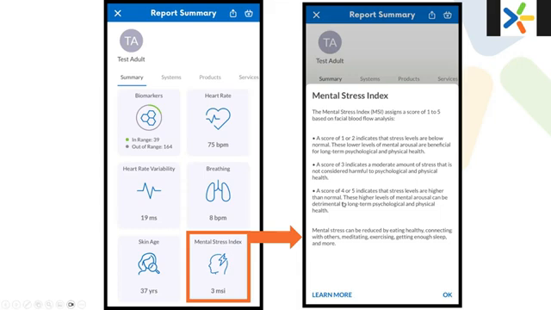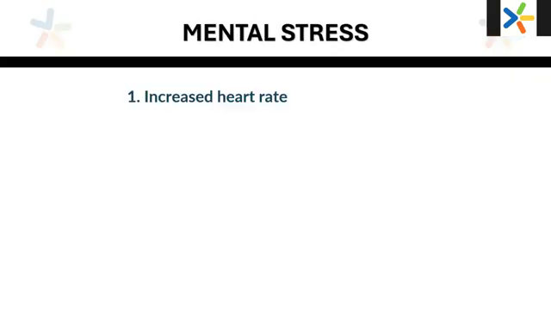But a score of 4 or 5 indicates that stress levels are higher than normal. These higher levels of mental arousal can be detrimental to long-term psychological and physical health. And let's start with the obvious. Stress is part of life. Everyone's going to deal with it. But chronic stress can take a toll on both your mind and body. That's what we're talking about right here, chronic stress, and helping identify that.